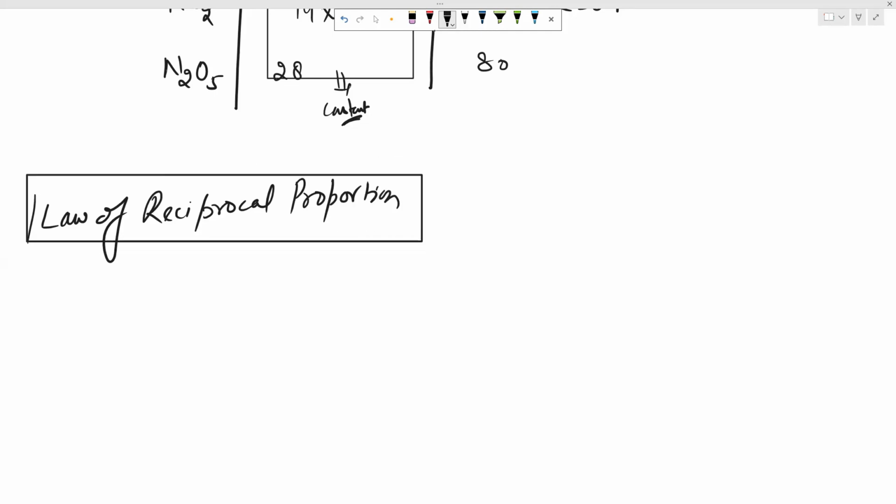Just concentrate here in this law. For example, if there are two elements, and we are just naming them A and B, and they are combining together with fixed weight, then if they are both combining with weight C of an element C, the combining ratio of A and B will be the same. Let me explain what I'm saying here. First note it down, then I'm going to explain it.